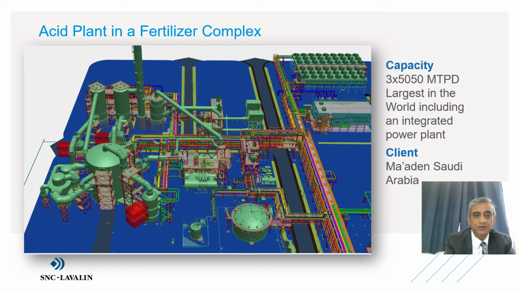Here is a snapshot of an acid plant in a fertilizer complex. 3 into 5050 tons per day sulfur burning plants, largest in the world, including an integrated power plant. SNC built these for Ma'aden, Saudi Arabia.